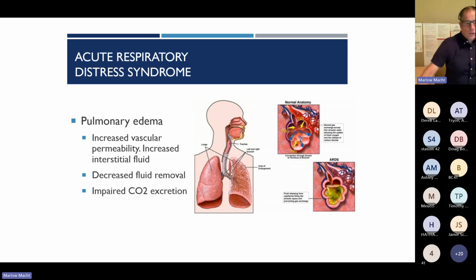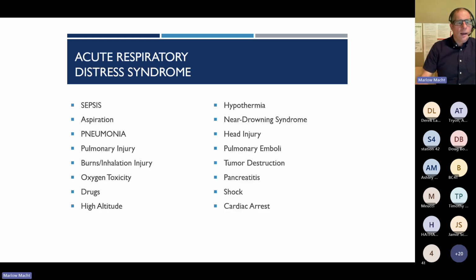So acute respiratory distress syndrome is pulmonary edema from inflammation. With that, they decrease the amount of fluid that they can remove from the lungs, which then impairs the CO2 excretion. There are many causes, the most common being sepsis and pneumonia, but this list goes throughout them.